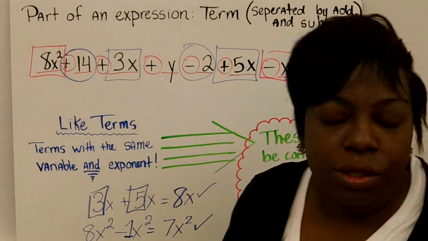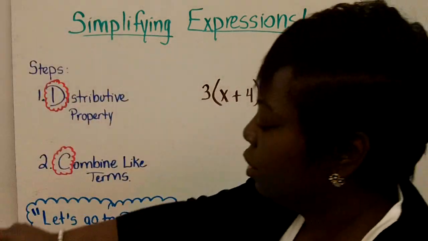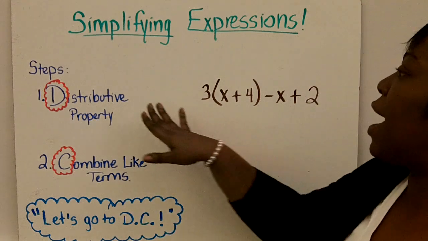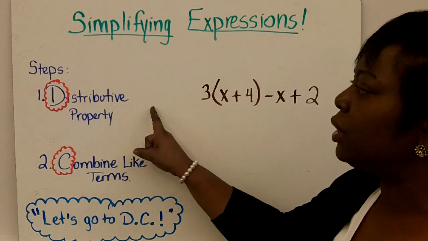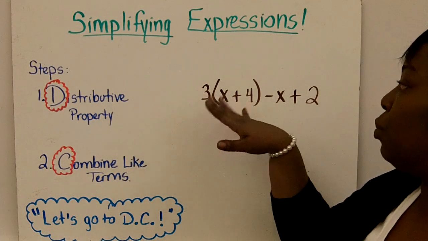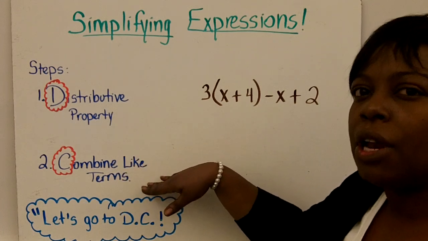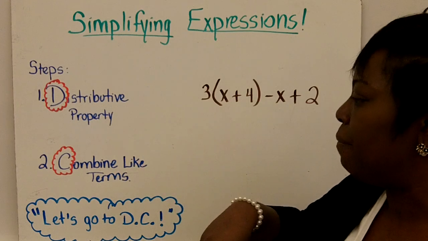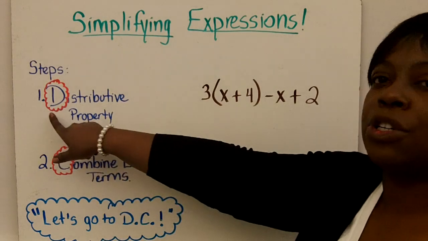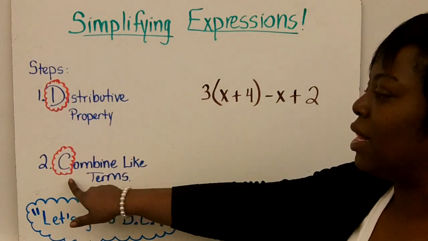All right, so what we're going to do now is use this information about combining like terms to simplify expressions. When you're given an expression like this one and they ask you to simplify it, there's basically 2 steps. The first step is to check for the distributive property. If there's a place where you could use it, you would use the distributive property. Second, you would then combine your like terms, and we just talked about in detail how to do that. A lot of times I tell my students to think about DC, or let's go to DC. You must first do the distributive property, followed by combining like terms. So we have D and then C.